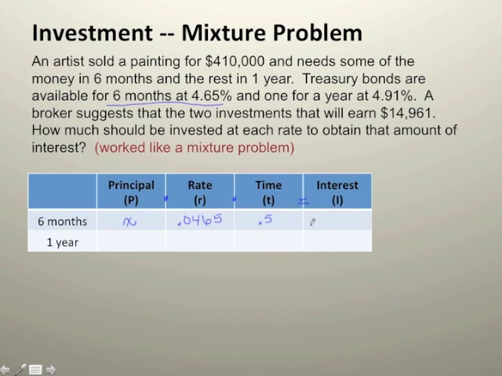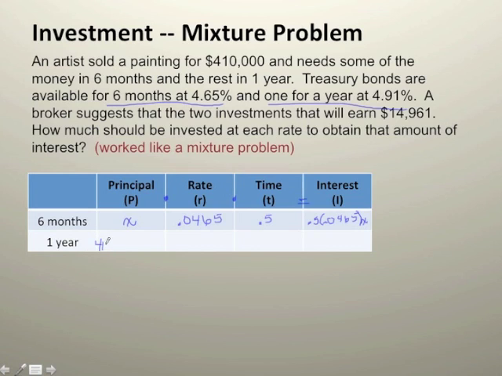So we will have 0.5 times 0.0465 times X. Now for the 1 year at 4.91%, we don't know how much that is because we don't know how much this is. But if we knew, say we knew this was $200,000, we could subtract to find out how much was for 1 year. So we indicate that same thing.